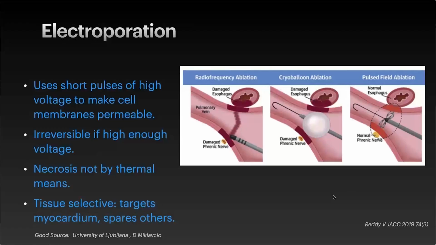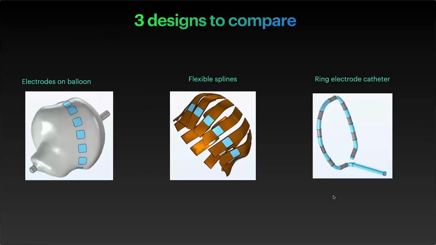Now, I will raise some questions about this a little later. We'll come back to that. Here are the three designs to compare. So we have a balloon with electrodes on it. We have a splined system with flexible circuits and electrodes on it. And we have a typical conventional ring electrode catheter.